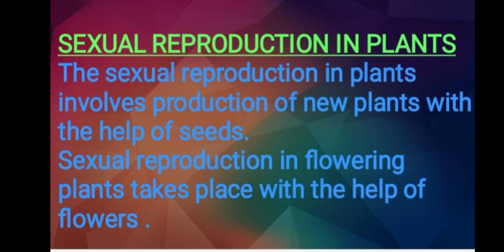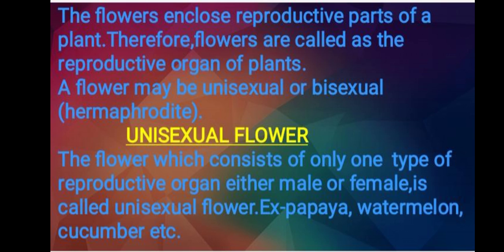The sexual reproduction in plants involves production of new plants with the help of seeds. Sexual reproduction in flowering plants takes place with the help of flowers. The flowers enclose reproductive parts of a plant. Therefore, flowers are called the reproductive organ of plants. A flower may be unisexual or bisexual, that is hermaphrodite.